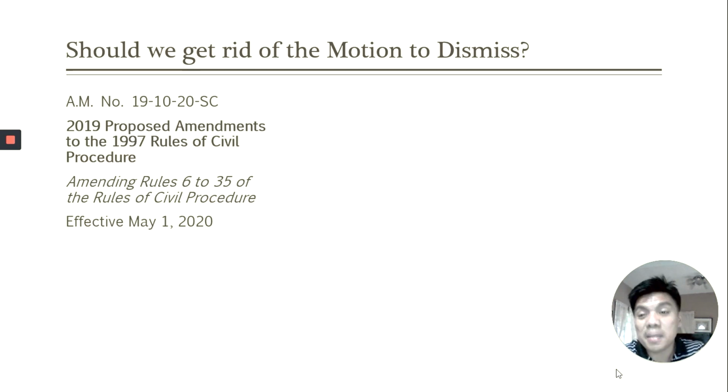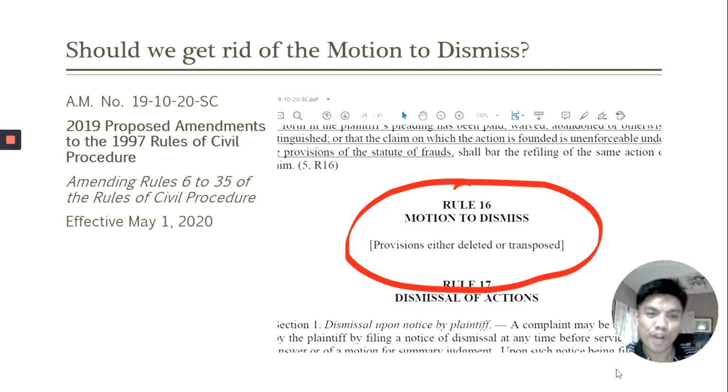And these amendments, the 2019 proposed amendments to the 1997 Rules of Procedure, amended Rules 6 to 35 of the Rules of Civil Procedure. And they came into effect last May 1, 2020. And going through these amendments, you will notice this. Rule 16, motion to dismiss, is no longer there. And it is merely stated that the provisions are either deleted or transposed. Okay, so as the rules stand, you have Rule 15 and then Rule 17. There is no Rule 16.